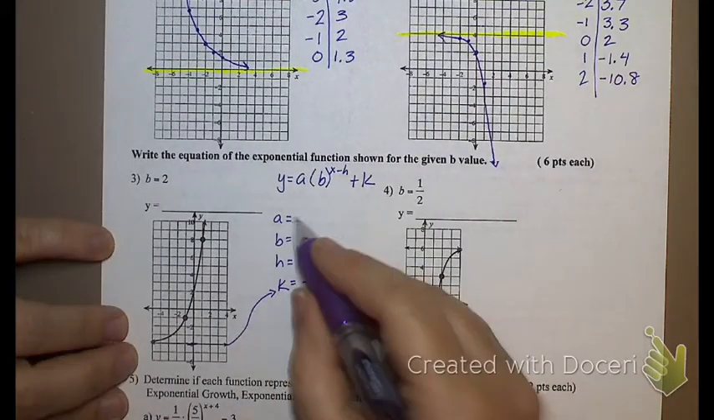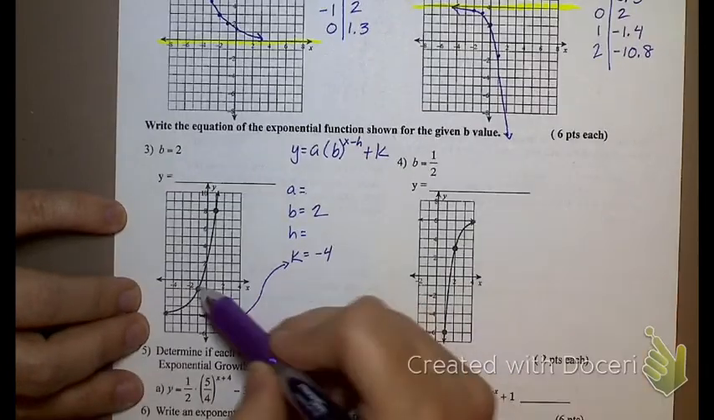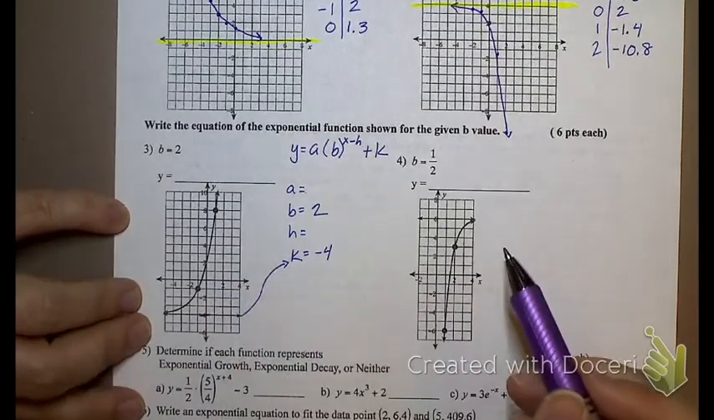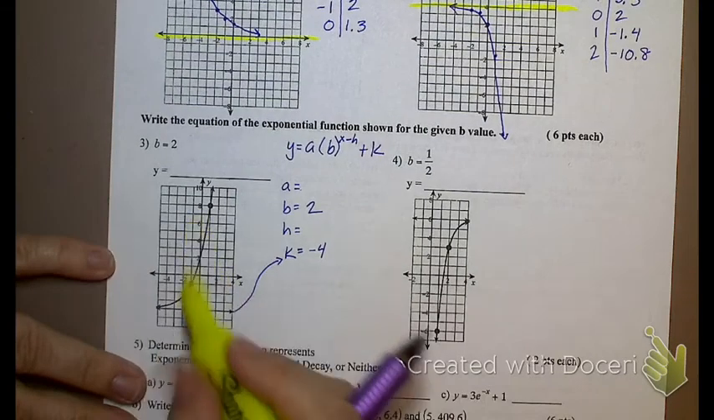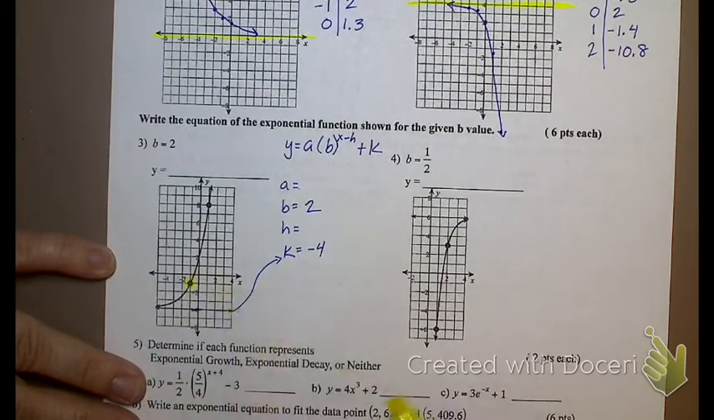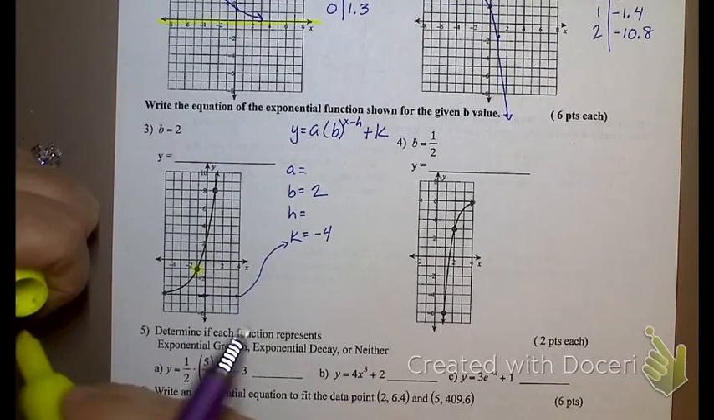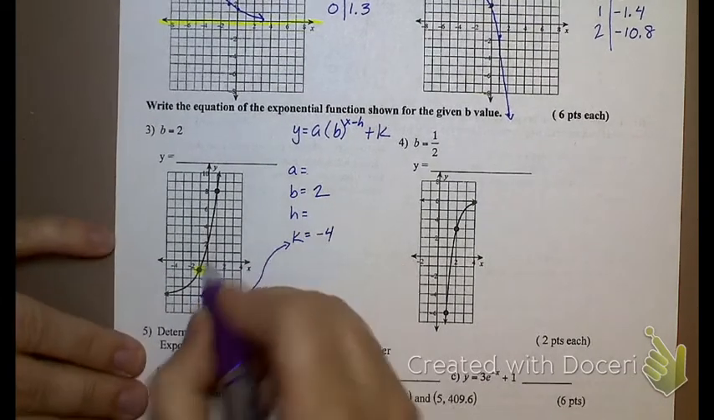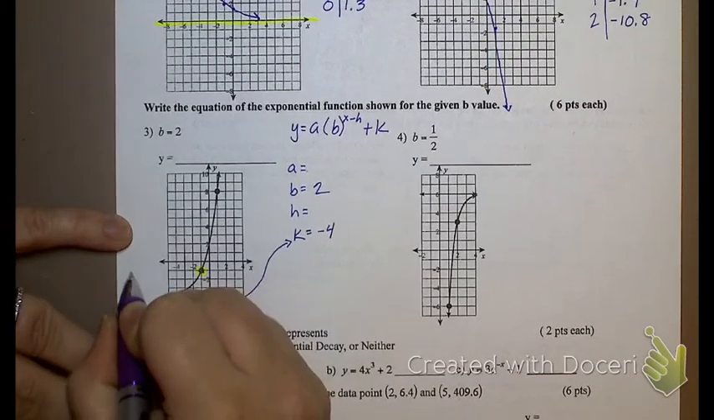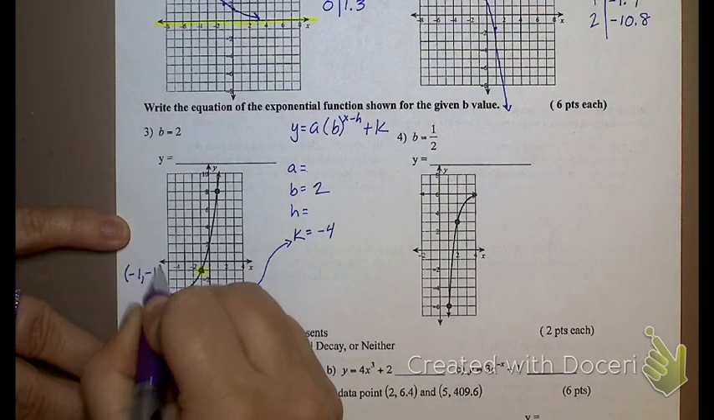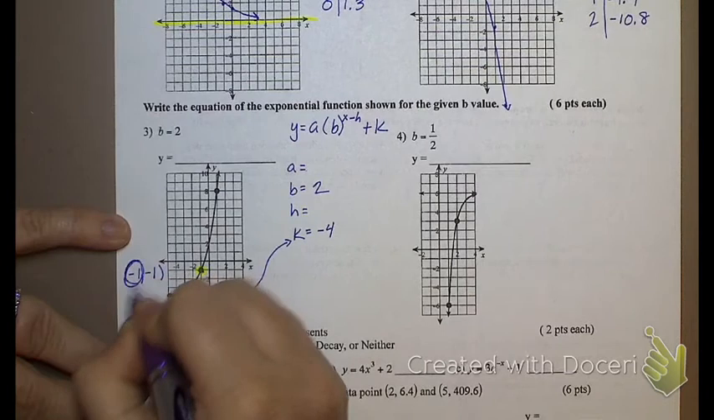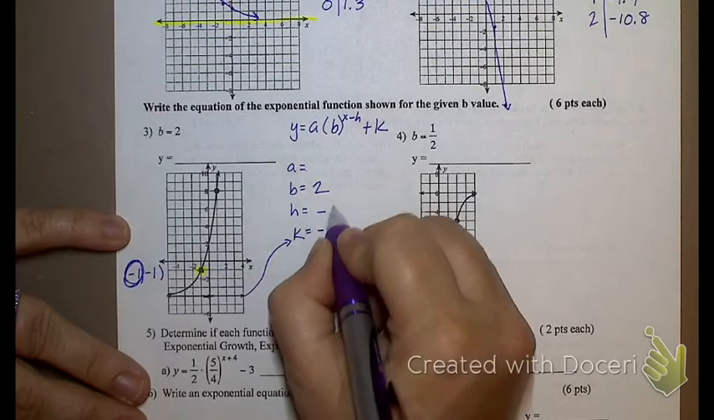Now, H and A are both related to whichever of the two points I consider my center. My preference always is that you take the center point as being the one that is closer to the asymptote. So I'm going to choose this one as my center. And what are the coordinates of that point? Negative 1, negative 1. Well, guess what? This right here, the X value, is my H value.